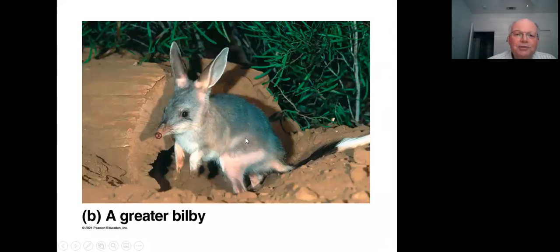So this is another type of marsupial. This is called a bilby. This is a carnivorous marsupial. Think of it as being somewhat equivalent to a weasel or something like that. It lives underground in burrows, but it comes out at night to hunt insects, hence the large ears to hear things, to hear the sounds of the insects that it's hunting in its environment.